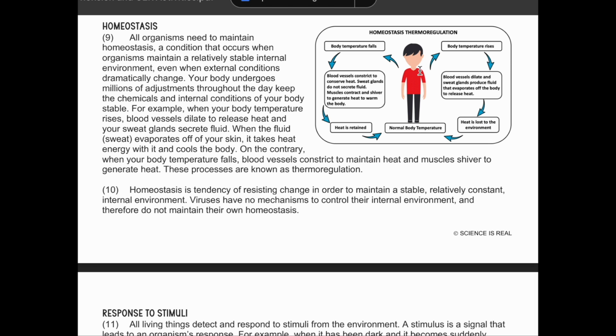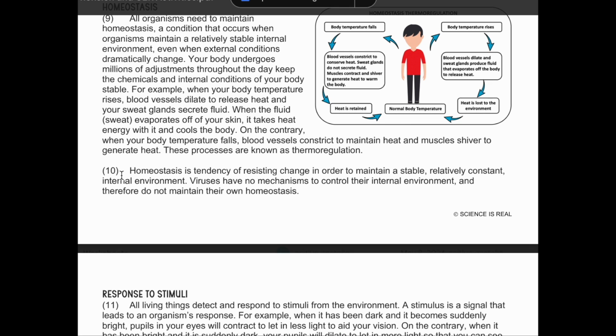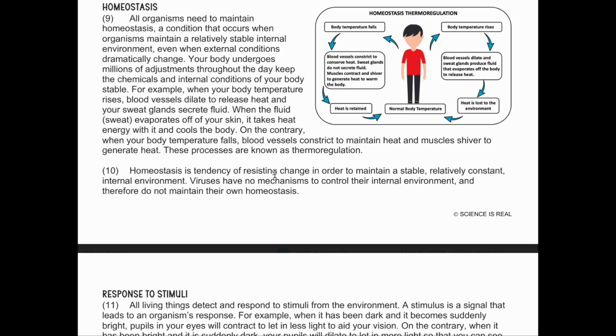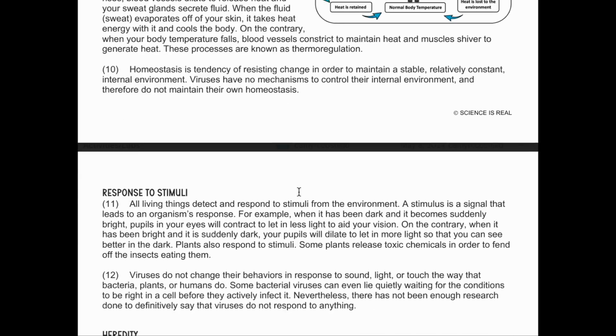This cycle continues. On the other side, if your body temperature falls, your blood vessels constrict to conserve heat, your sweat glands do not secrete fluid, your muscles contract and shiver to generate heat to warm your body. Heat is retained, and then your body returns to normal temperatures. Paragraph 10. Homeostasis is the tendency of resisting change in order to maintain a stable, relatively constant internal environment. Viruses have no mechanisms to control their internal environment and therefore do not maintain their own homeostasis.